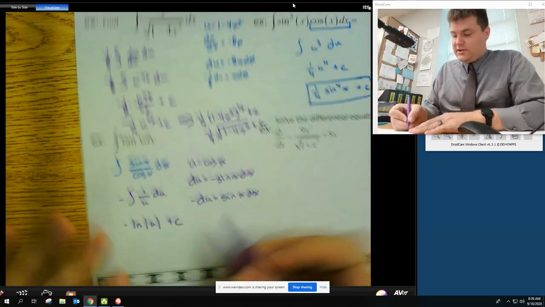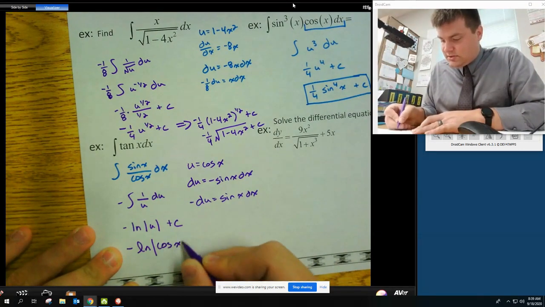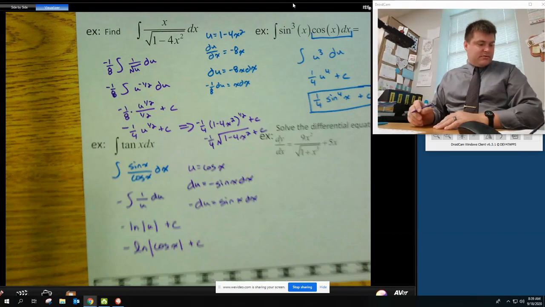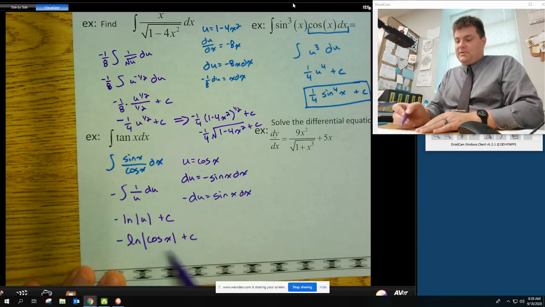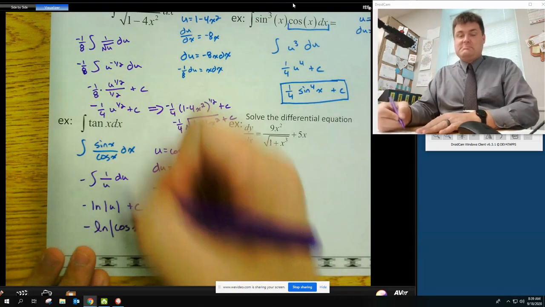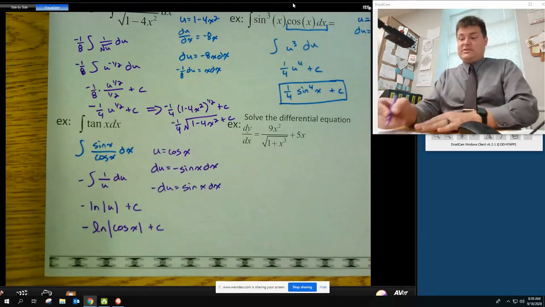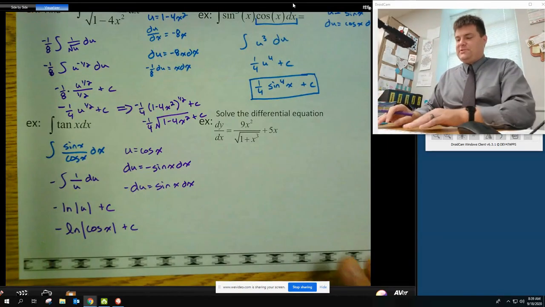Now u is really cosine. And there you go. The antiderivative of a tangent is negative ln, absolute value of cosine, plus c. You want to memorize that? Be my guest. Anytime you see tangent, you can just pull that off. Or you could just understand how to work it. Either way.